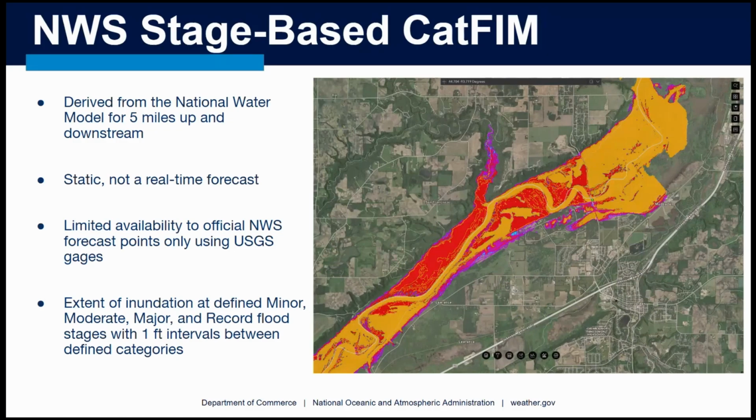The CAT FIM, here's an example of what that looks like. Categorical FIM, and so those different colors you're seeing, the orange is minor flooding, the red is moderate flooding, the purple being major flooding, and then there's some blue under there that may be hard to see right on the edge of the purple, but that'd be your record flood. And so this is Jordan, Minnesota right here. So this is the Minnesota River.